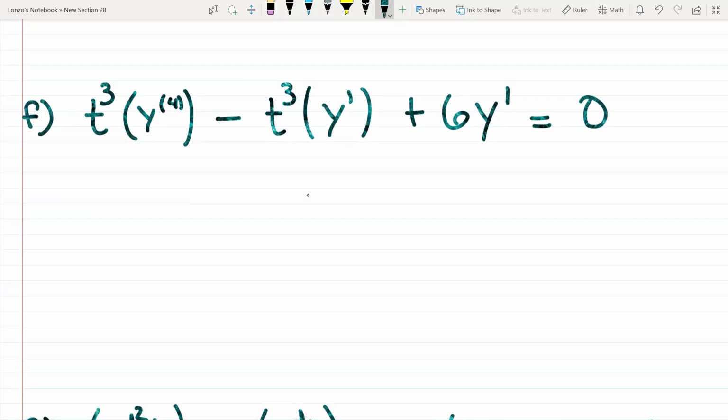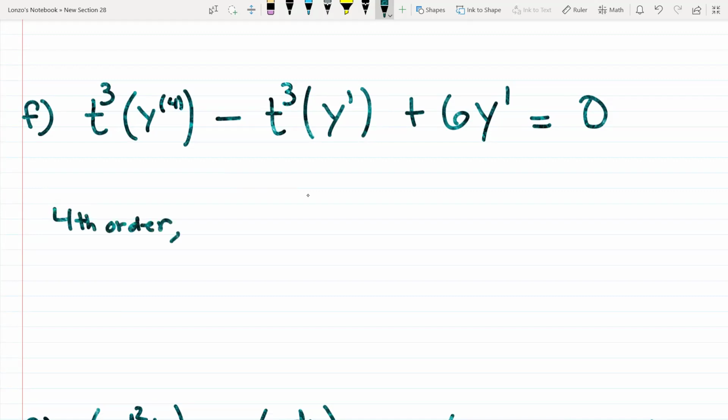Let's look at F. So we have t^3 y to the fourth derivative. And so what would be our highest derivative? I think this is our highest derivative, so it's going to be fourth order.